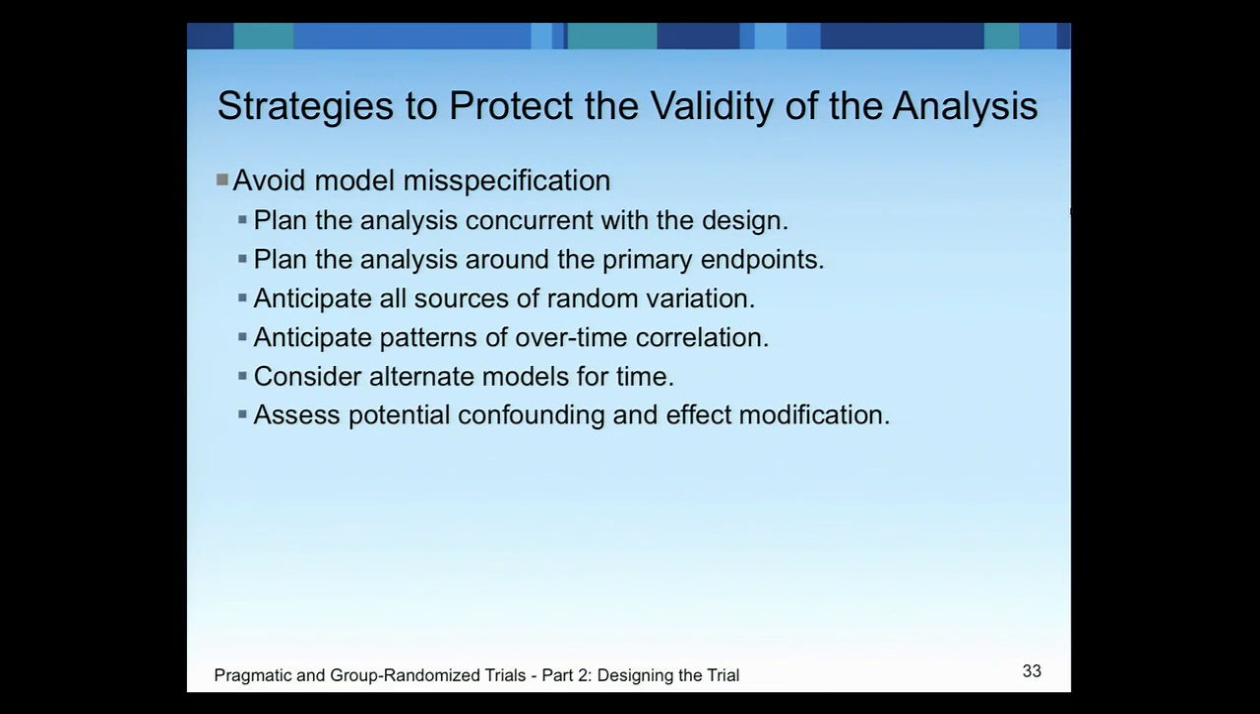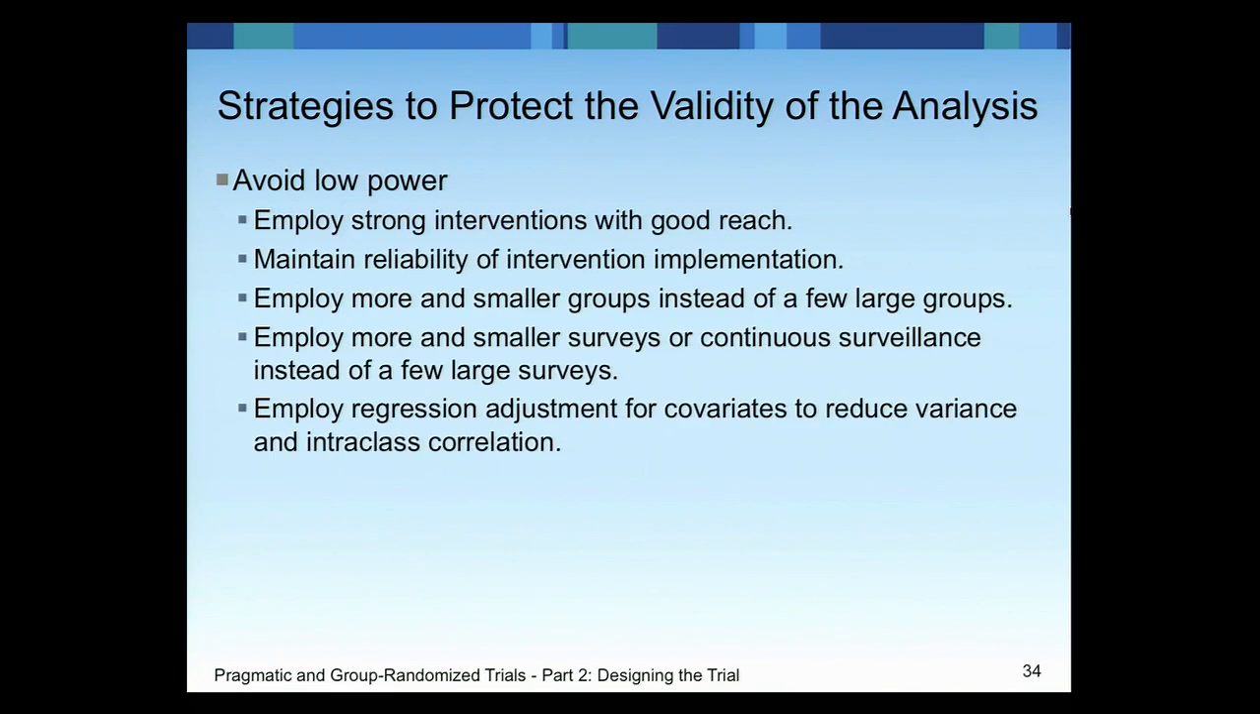You might consider alternate models for time. So if you have multiple follow-up measures, you can model time continuously. It doesn't have to be modeled as a linear function. It could be a nonlinear function. You could use spline functions. There are different ways of doing it, so that's something to think about. You always want to think about potential confounding and potential effect modification when you're looking at these studies, not just group randomized trials, but randomized clinical trials as well.